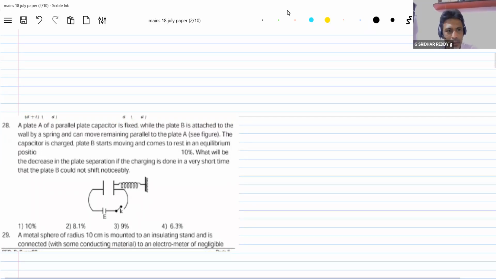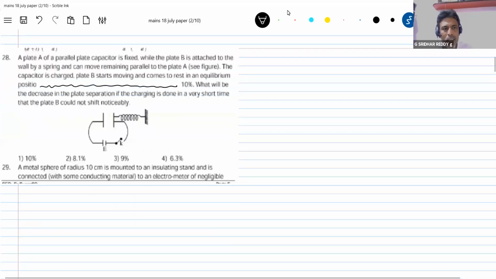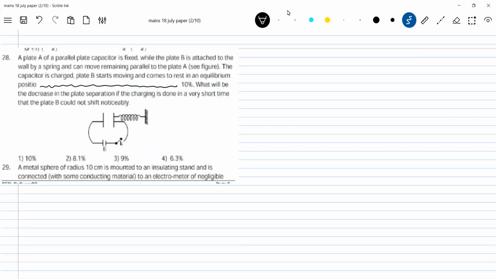What I understood is that plate A of a parallel plate capacitor is fixed while we have plate B. That is written in the online exam, sir. It is there, the content. Yes, sir. Then no problem. Then I'll explain the question. So here I missed it. Later on, since I know this question, it'll be like this.